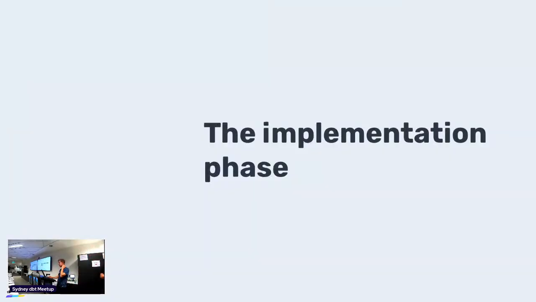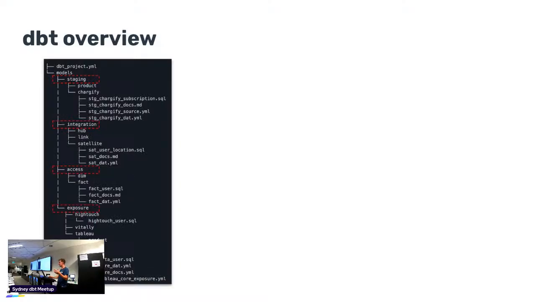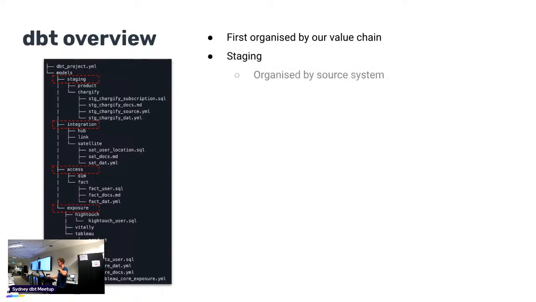Implementation phase. So this is actually how we went about it. From Justin's modeling, how we implemented it in dbt is the first layer is aligned with our data value chain. So we have staging, integration, access, exposure. So staging, data vault, Kimball, and then the flattened Kimball models. Staging, we organize by source system because it's obviously a very source system centric view.